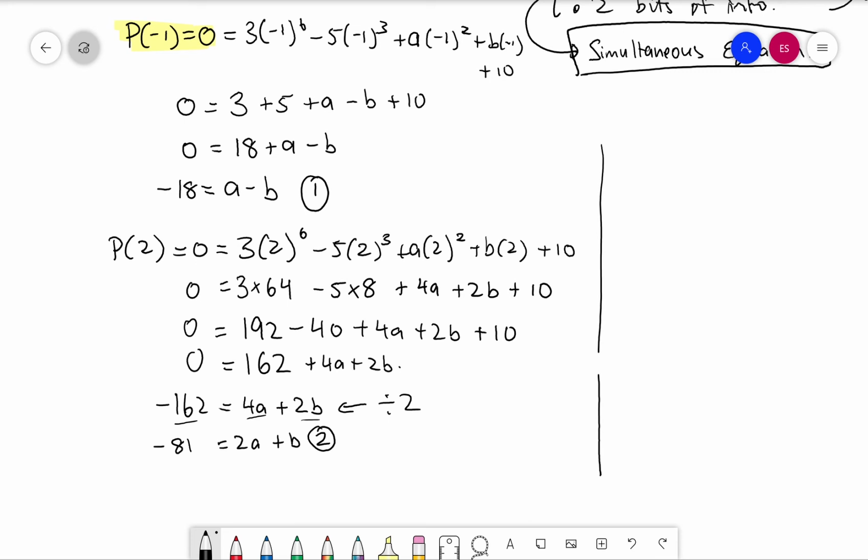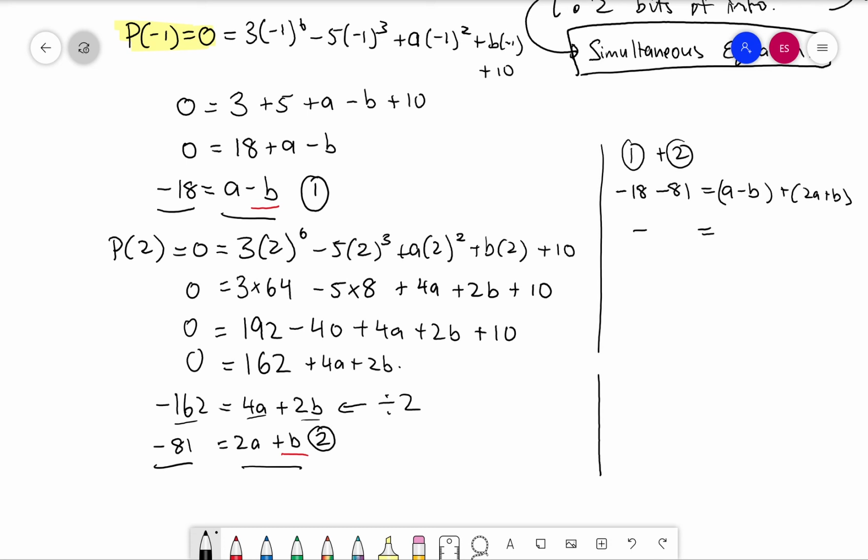Alright, now we can see that if we compare equation 1 and 2, there's a -b here and a +b here. So I'm going to use the elimination method, and I'm going to go equation 1 plus equation 2. Now that'll give us negative 18 minus 81 is equal to a minus b plus 2a plus b.